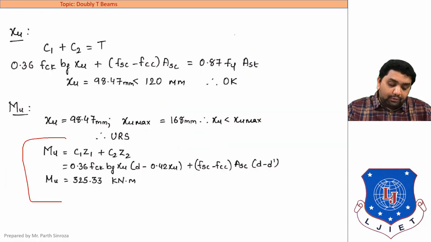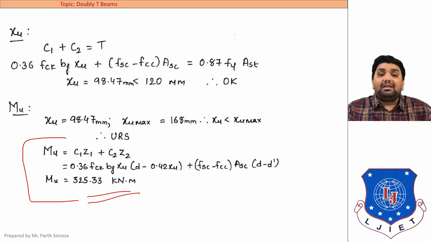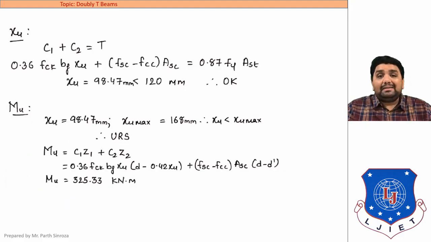So now moving on to the final step, we will be using C1Z1 plus C2Z2 again from case 1. So the C1, C2 values will be input from our case 1 that we have discussed earlier. So solving it, we get an answer 325.33 kilonewton meter. So this is our analysis. Basically it will be asked only for two cases, that is either FC greater than FT or FC less than FT.